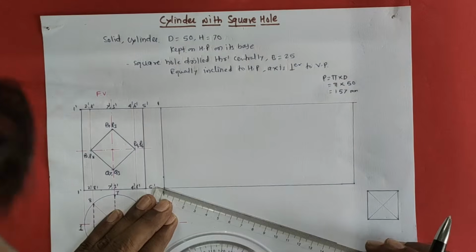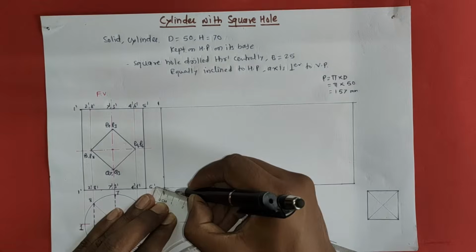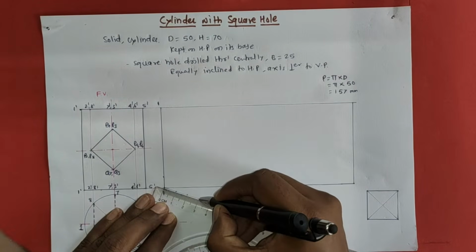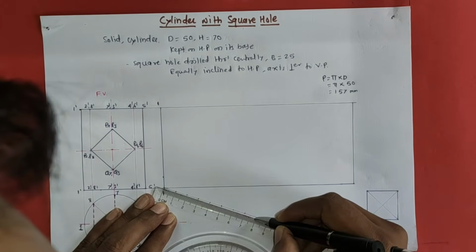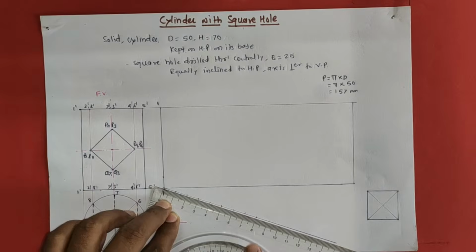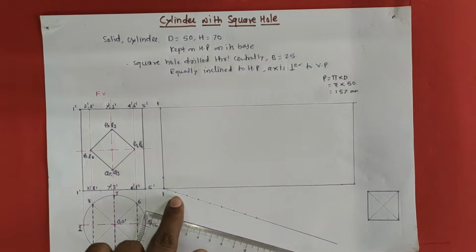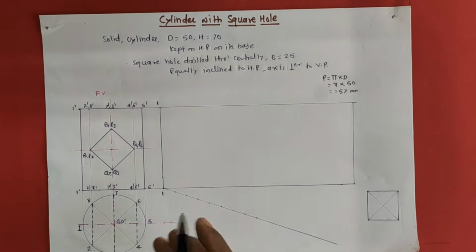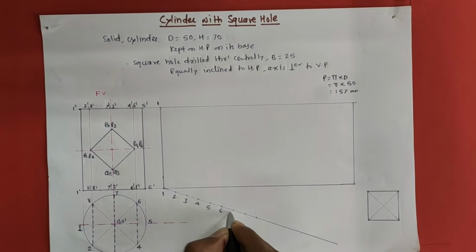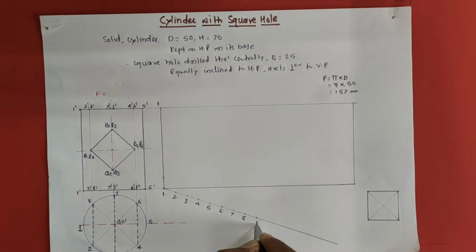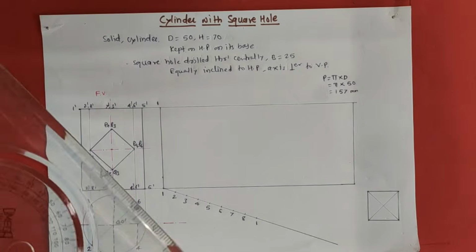So I will mark here distances at the interval of 1 centimeter. So it is 1, 2, 3, 4, 5, 6, 7, 8. You can draw at 1.5 centimeter, or you can draw at 2 centimeter, but draw with equal distances. So I have marked here 1, 2, 3, 4, 5, 6, 7, 8, and again 1. These two must come twice.